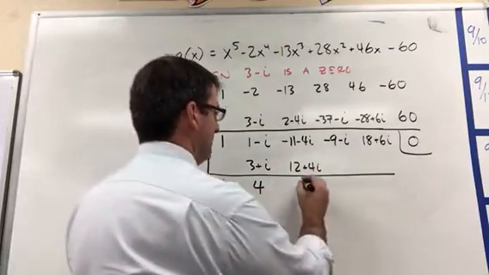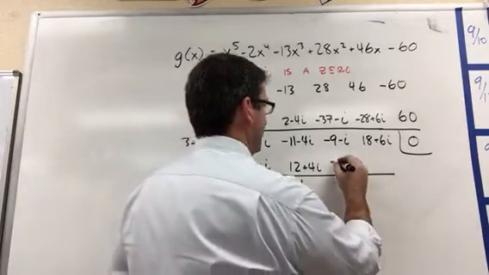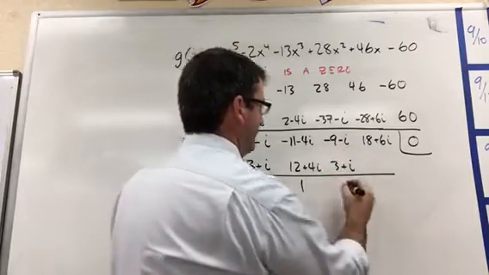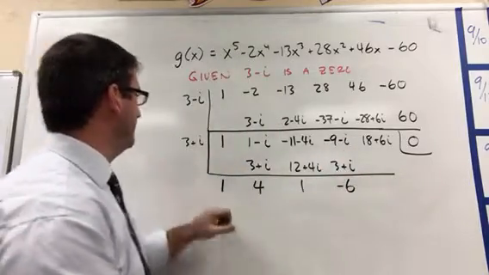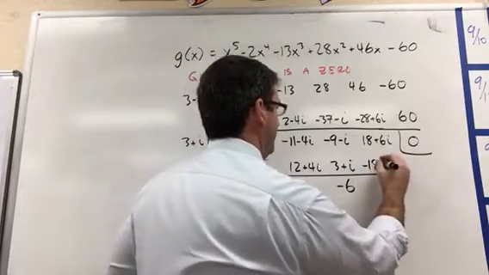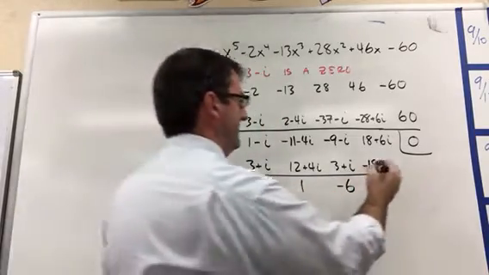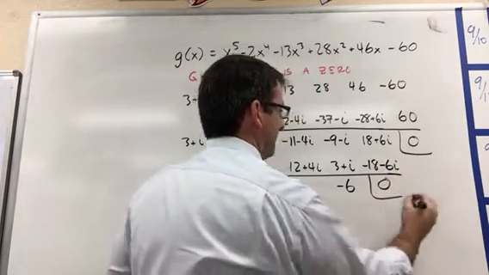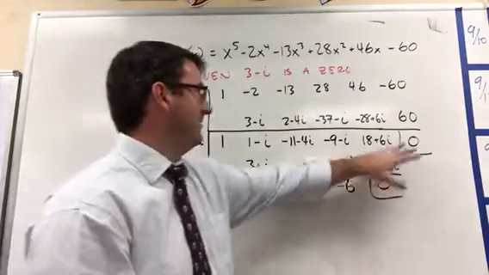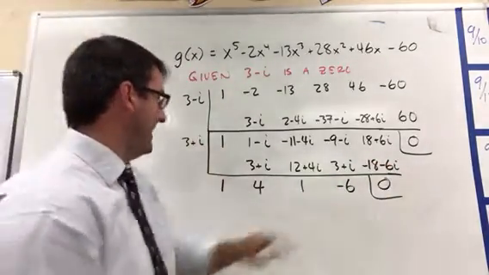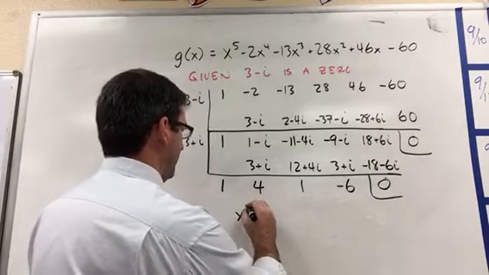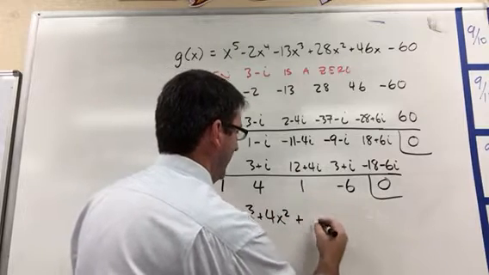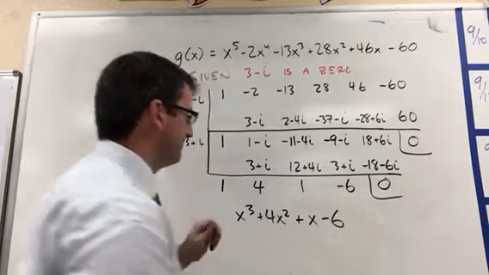Negative 11 plus 12 is 1. 1 times 3 plus i is 3 plus i. Again, the i's drop out and we're left with negative 6. Negative 6 times 3 plus i is negative 18. Negative 6 times i is minus 6i. And those are going to add to 0. And so what we're left with, now we've factored out 2 of our zeros, is x cubed plus 4x squared plus 1x minus 6.